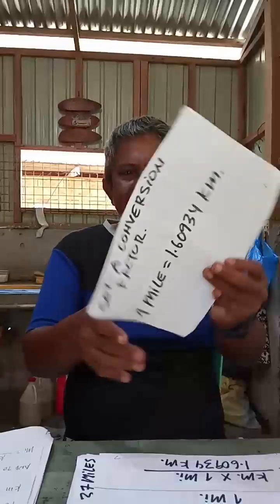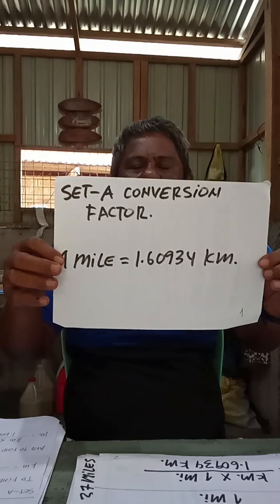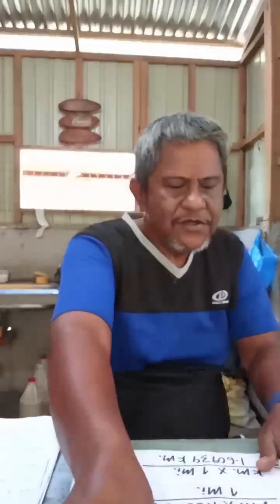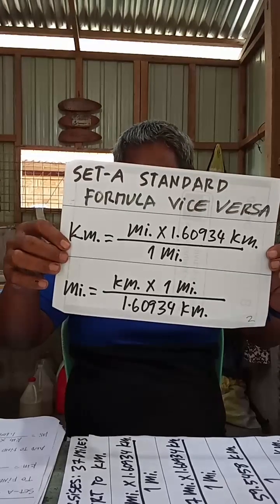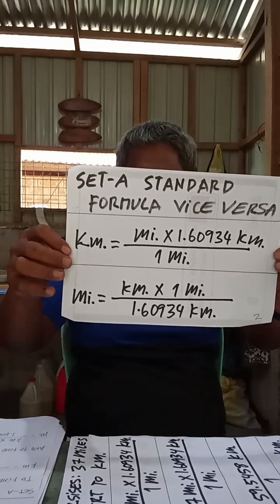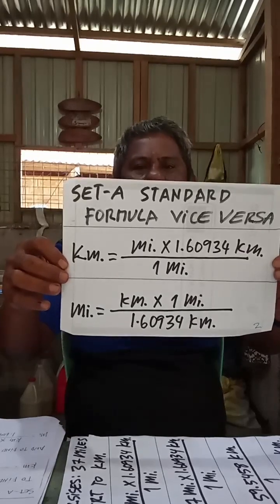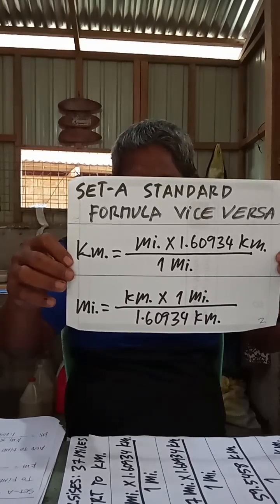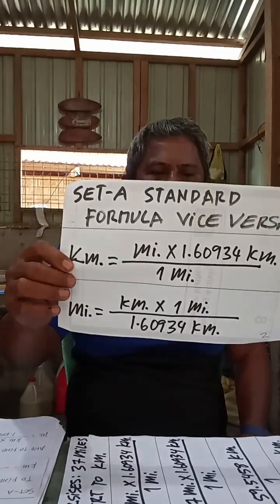Set A conversion factor: 1 mile is equal to 1.60934 kilometers. So our Set A standard formula, vice versa: to find kilometer is kilometer = mile times 1.60934 kilometer over 1 mile. And to find mile is mile = kilometer times 1 mile over 1.60934 kilometer.